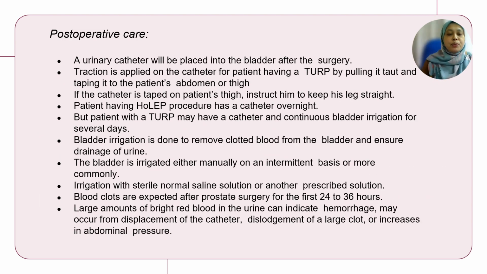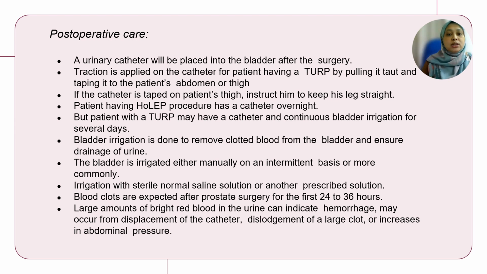So, for the post-operative care, a urinary catheter will be placed into the bladder, and traction is applied on the catheter for a patient having a TURP by pulling it taut and taping it to the patient's abdomen or thigh. If the catheter is taped on the patient's thigh, instruct him to keep his leg straight. A patient with a TURP may have a catheter and continuous bladder irrigation for several days.